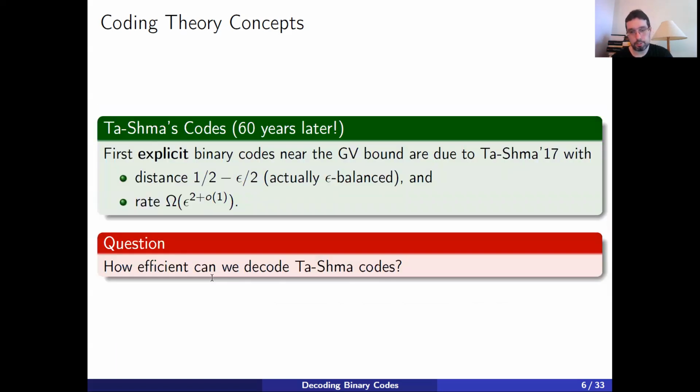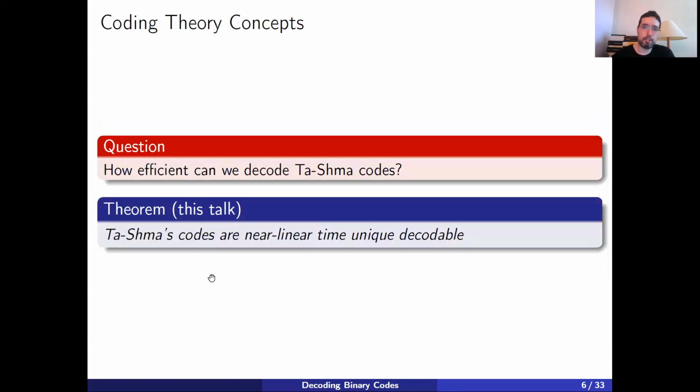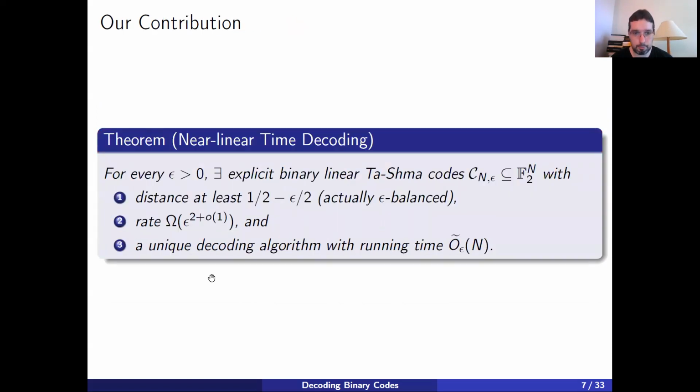And the question is, how efficiently can we decode Ta-Shma's codes? In this talk, we are going to treat the case of near linear time decoding of Ta-Shma's codes. So that's going to be our main result. More precisely, we have the family of Ta-Shma's codes. They have a rate that's near optimal, close to the GV bound. And the running time is going to be near linear in the block length. Here we are hiding polylog factors in the block length, and also some factor depending on epsilon that's at worst doubly exponential.